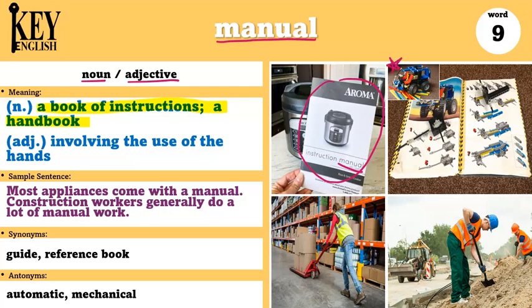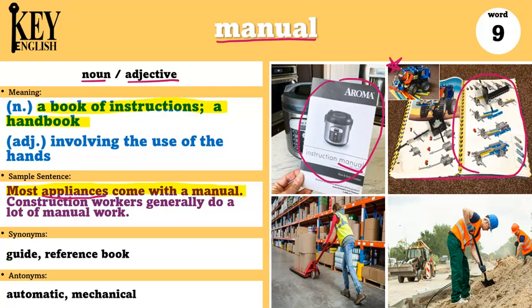And you might also get one if you ever buy a Lego set. So when the Lego set comes, it all comes apart in little pieces and you have to put it together. And it's very difficult, so you might have to check the manual that gives you the instructions about how you can put the Lego together. The example sentence says, most appliances come with a manual. And appliances is just talking about electronic things like a rice cooker, a refrigerator, a microwave. Even your phone comes with a manual.